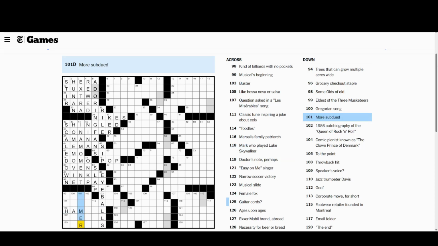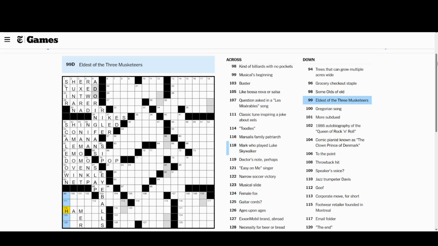Well, it's gonna be something ER. Guitar chords? I mean, not those kinds of chords. Not chord CH, but just CORD. I'm like strings, right? But there's not enough room to put that. Queen of Rock and Roll. I should know who this is, but I've forgotten.